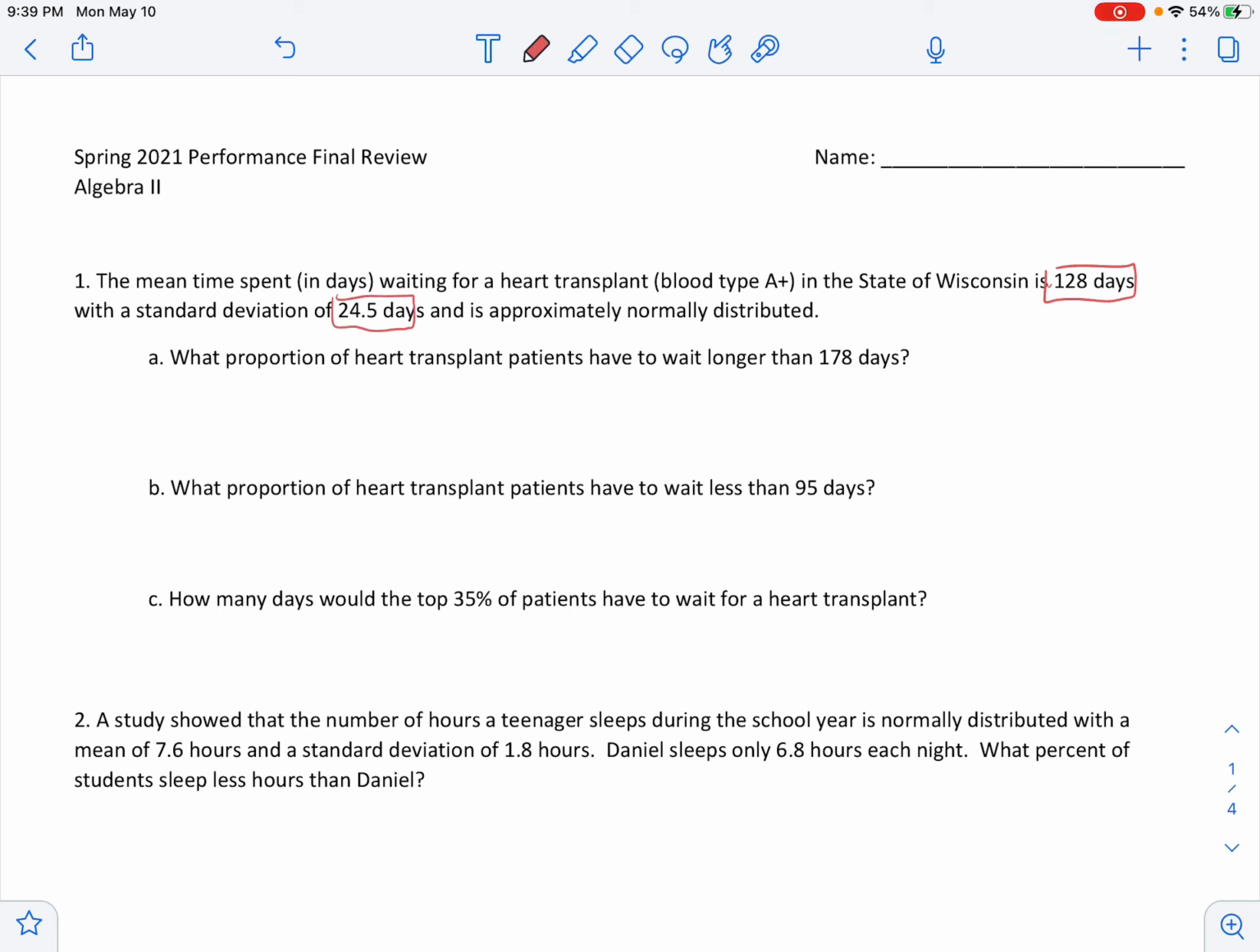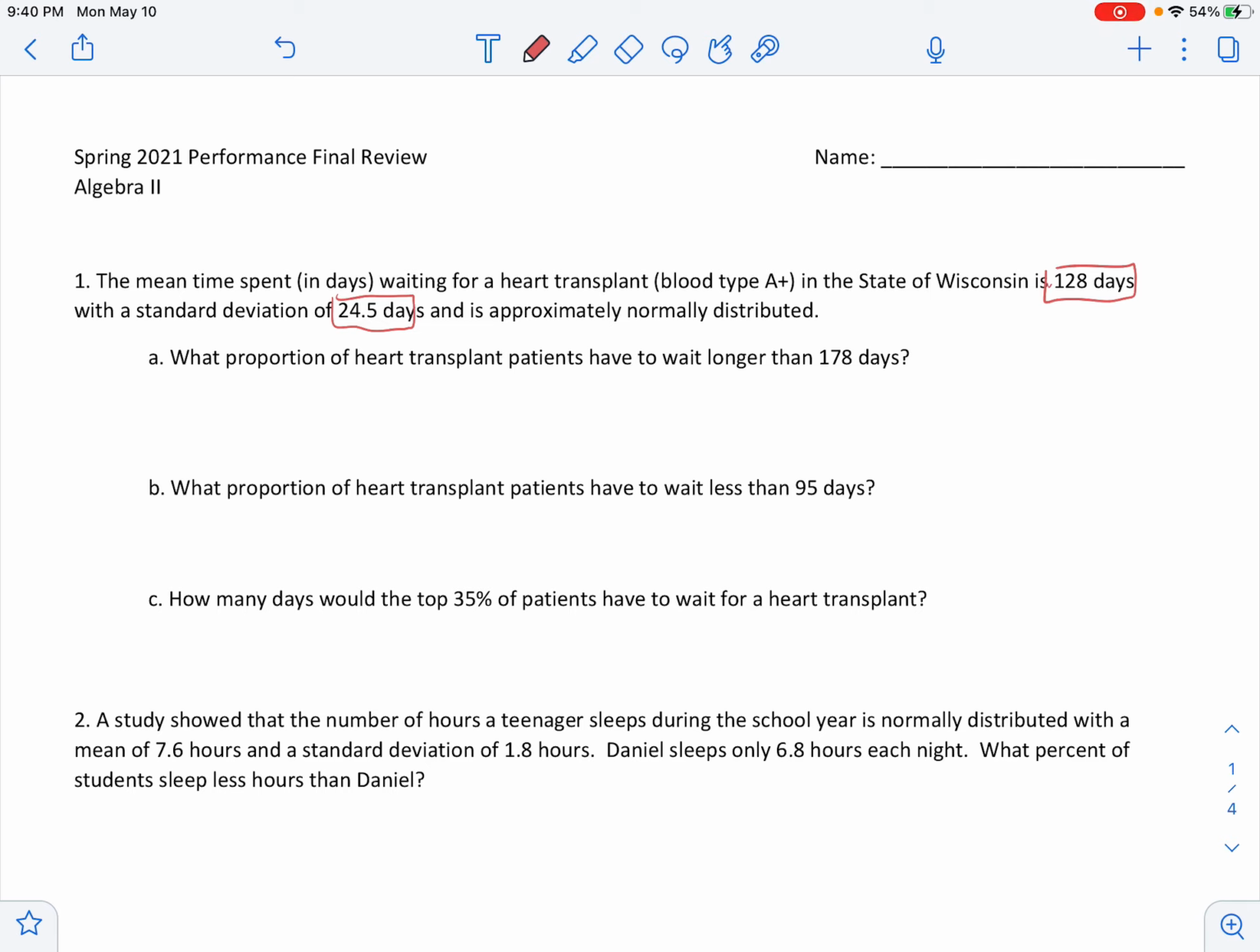A says, what proportion of heart transplant patients have to wait longer than 178 days? In order to figure this problem out, you might have first tried to see if 178 was a full standard deviation away from our mean. But if you did that, you would have seen that it's not. So we're going to go into finding the z-score for this.